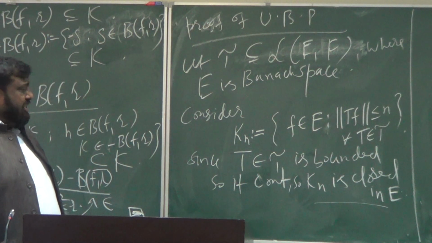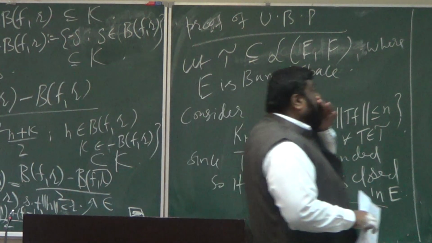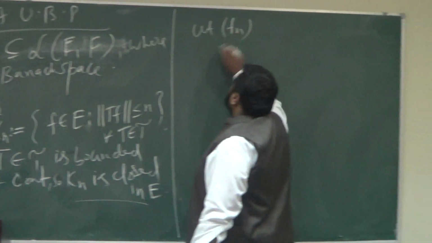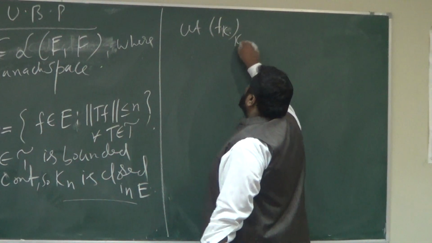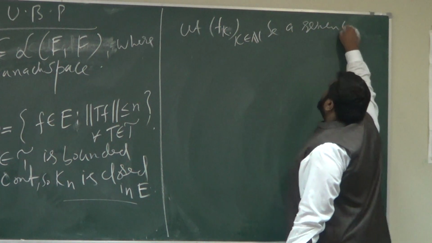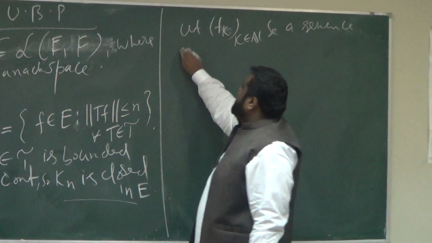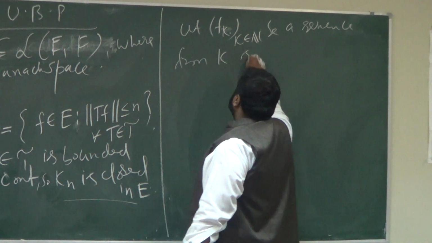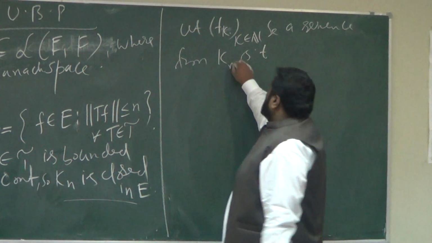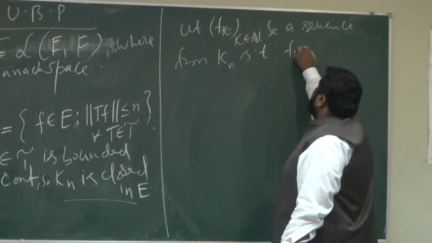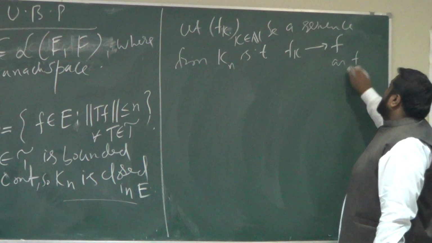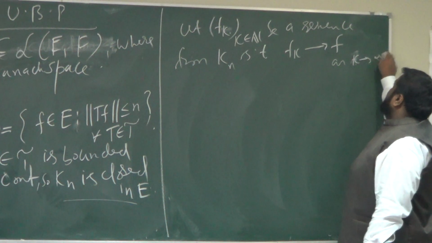Let's pick a sequence. So let Fk, where k belongs to the natural numbers, be a sequence from Kn such that Fk converges to some F as k goes to infinity. Okay.